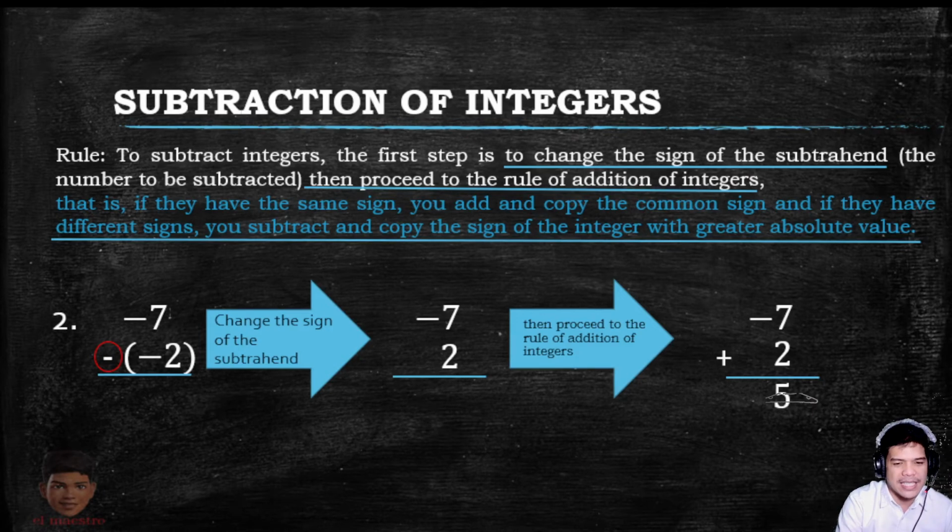So, anong sign ng 7? Kasi mas malaki yung 7. So, yung sign ni 7, yung i-copy natin. So, magiging negative 5. Okay? So, those are just the steps. You know? Ganun lang ang steps. Ganun lang kasimple class ang pag-add or pag-subtract ng integers.